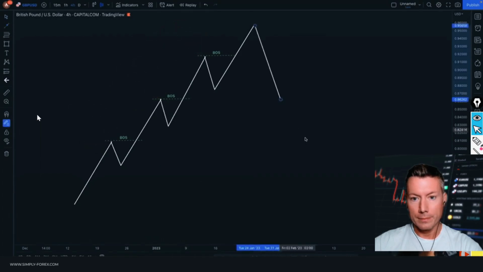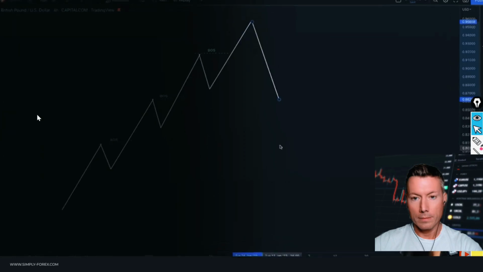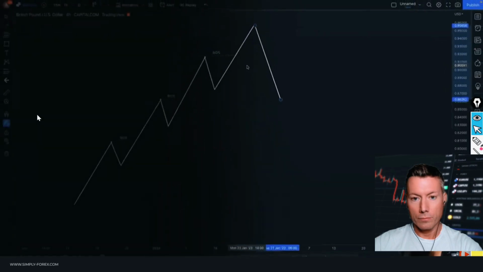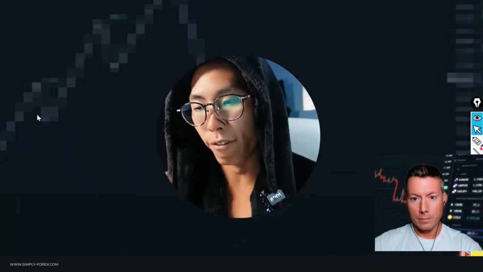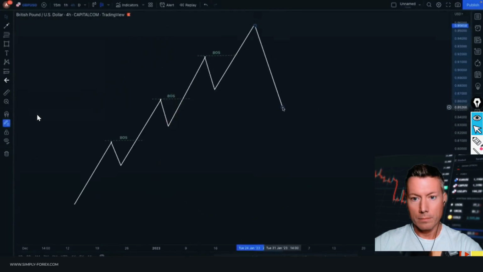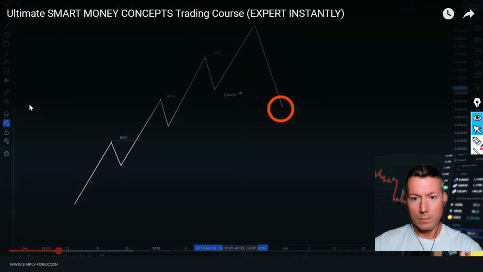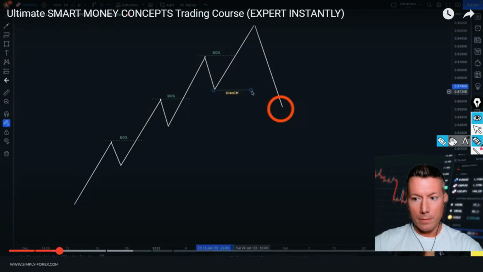So at some point of time, price will eventually lose momentum and start reversing in the other direction. And for this reversal to be valid, price has to break the previous higher low. So this is the previous higher low, and price has to break below it for it to be valid. So what is this? That is not the previous higher low. That is the previous higher low.